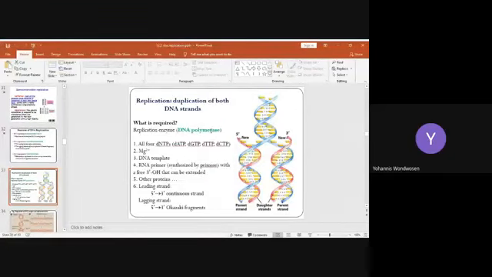So when we see the requirements for the duplication of both of the DNA strands, there are all deoxyribonucleotide triphosphates.